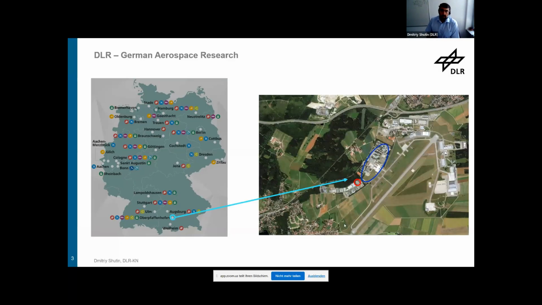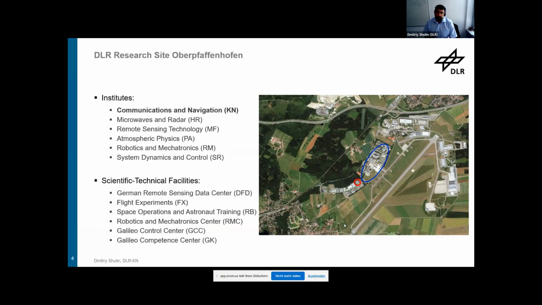My institute is located in the south of Germany. We are very close to Munich. It's in a small village called Oberpfaffenhofen, but basically it's the Munich area, and it's one of the biggest research centers within the DLR. So on the campus we have 6 research institutions and a number of scientific technical facilities that provide services to different operations. So, for example, the German Remote Data Center is located at our premises.